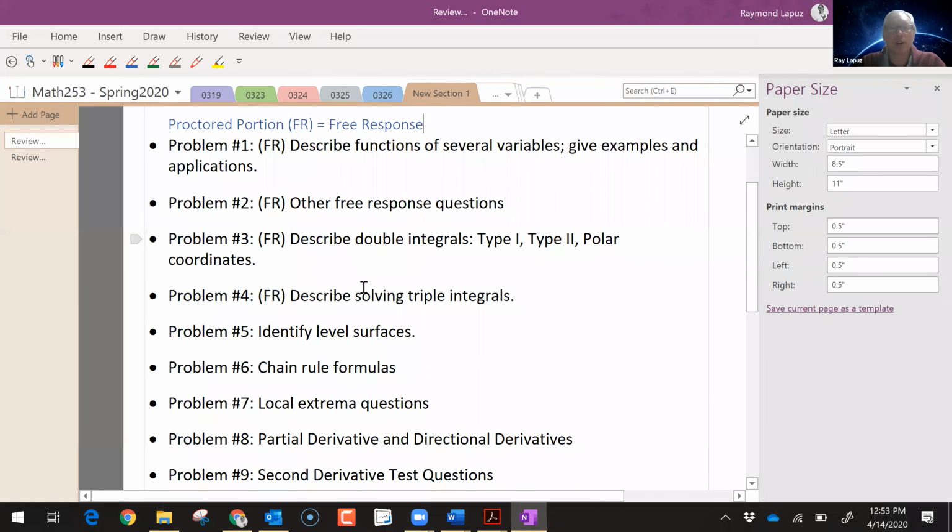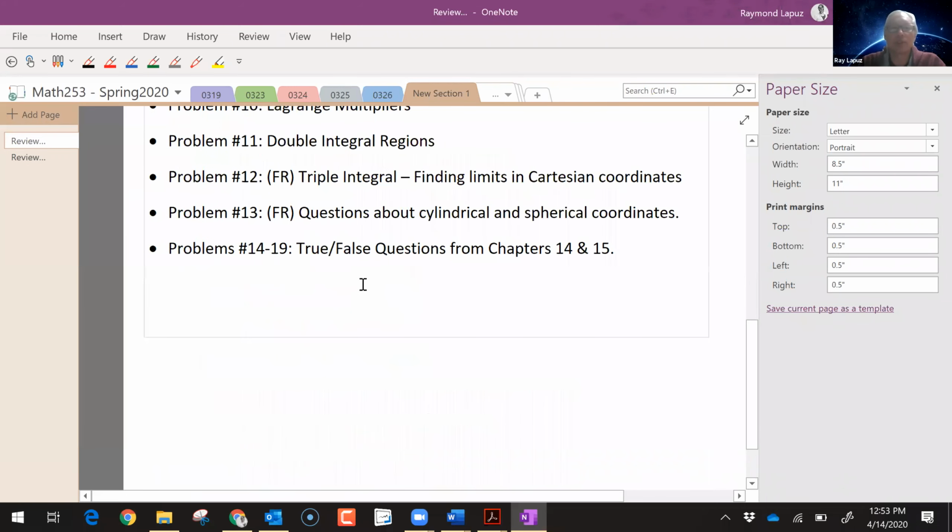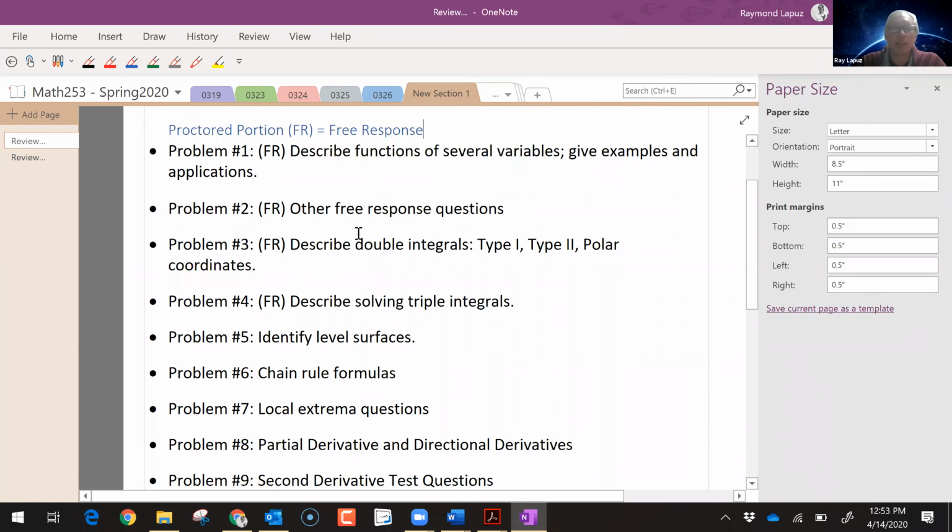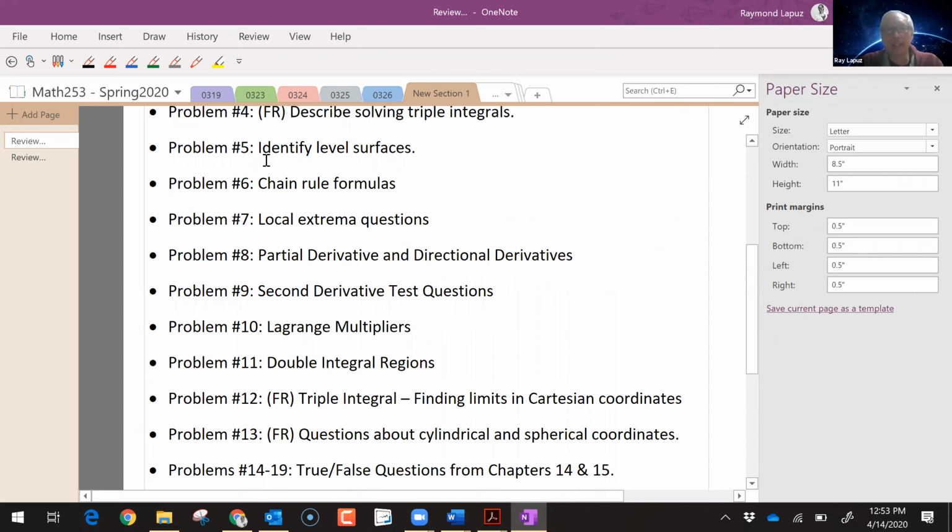The first 4 problems and numbers 12 and 13 are free response problems. And then the rest revolve around this idea: number 5 is going to be identifying level surfaces, and number 6 is the chain rule formulas. The chain rule problem you did in your first attempt will probably be slightly different in the next attempt. I might change the problem, but the choices might still be the same, while the actual correct answer might be different from the first problem.